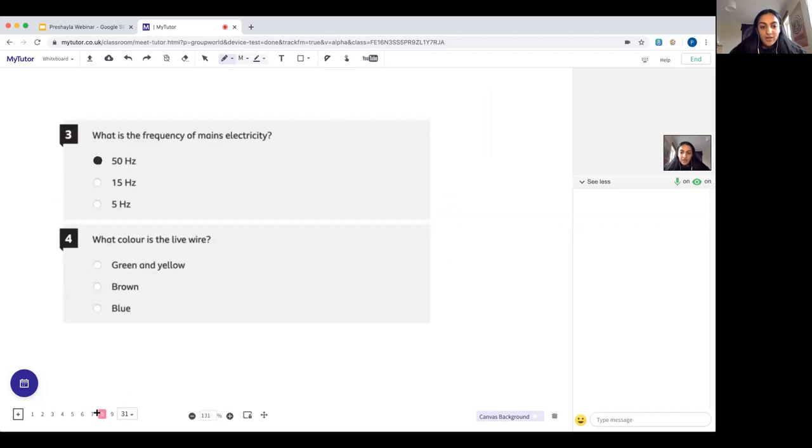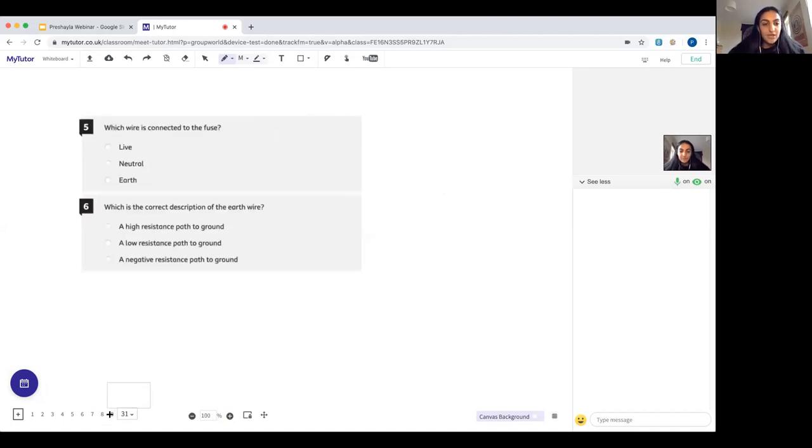Okay, and what colour is the live wire? This is just a simple kind of memorization, a fact that you need to learn. The colour of the live wire is indeed brown. Okay, so brown for the live wire. Okay, so next two questions.